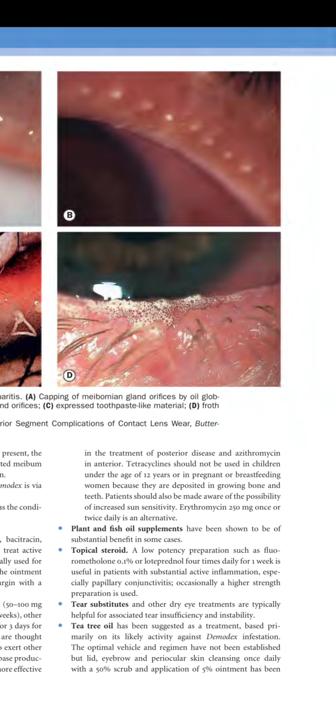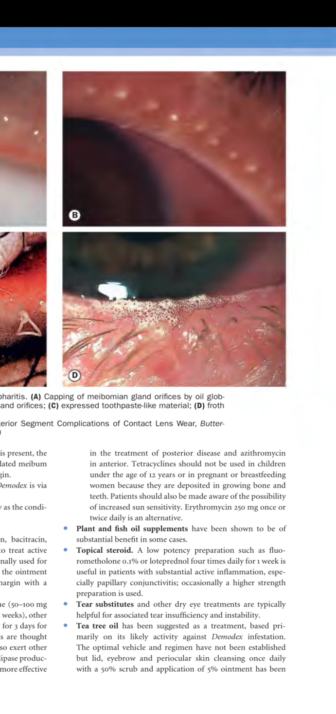Plant and fish oil supplements have been shown to be of substantial benefit in some cases. Topical steroid low potency preparations such as fluorometholone 0.1% or loteprednol 4 times daily for 1 week is useful in patients with substantial active inflammation, especially papillary conjunctivitis. Occasionally, a higher strength preparation is used. So, topical steroids are also used in blepharitis to let the inflammation settle down.